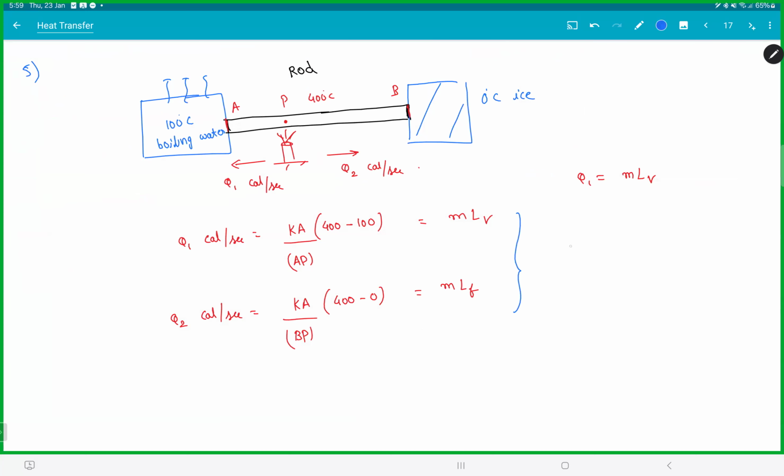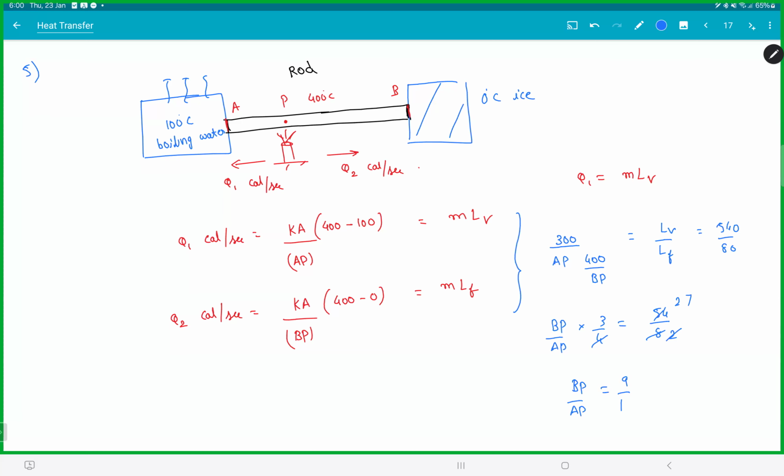When you divide them, KA will cancel. You will end up with 300 by AP over 400 by BP, equal to LV by LF, which is 540 by 80. So BP by AP is 3 by 4 into 54 by 8, which simplifies to 27. So BP by AP is 9 is to 1. AP by BP, which I asked you, is 1 is to 9. Clear?